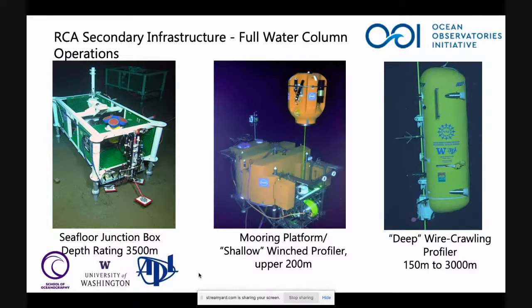The middle picture here, the middle frame, is what one of our mooring platforms looks like. And that actually has 2 mooring legs. So rather than the traditional single leg mooring, this has 2 mooring legs to keep it from rotating. And then you can see a winched shallow profiler. We call it a shallow profiler just because it's looking at the upper 200 meters of the water column. And then on the right-hand side here, you see what we're calling our deep, the wire crawling profiler that can actually go down to full ocean depth and then up to 150 meters. So we get that crossover and that full water column experience.